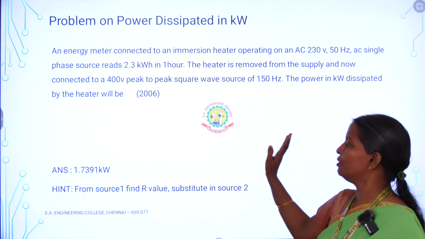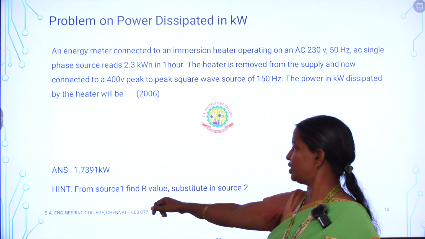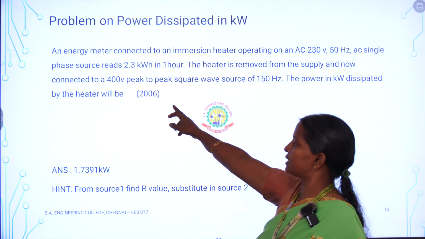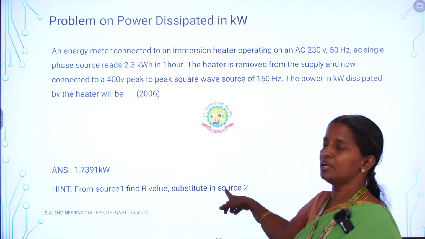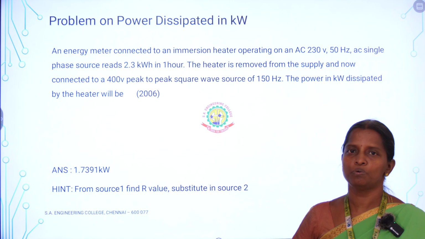How to find out? From the first source. That is, if it is connected with the AC source, find out the R value and substitute it in the second part. If it is connected to the square wave source, substitute the R value here and the answer will be 1.7391 in kilowatts.